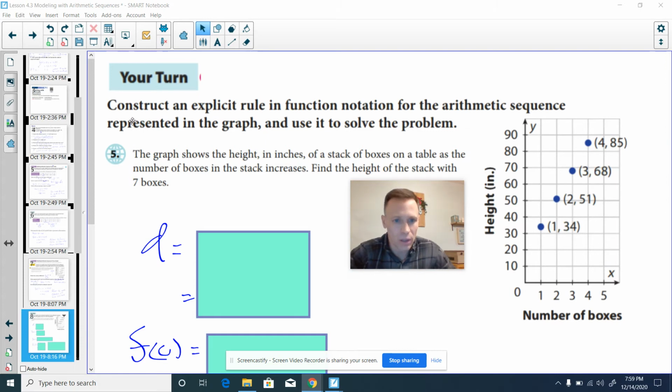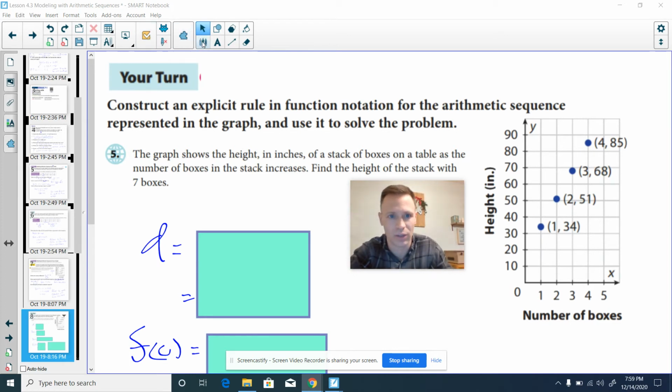So same directions, different type of scenario here. It says the graph at the right shows the height in inches of a stack of boxes on a table as the number of boxes in the stack increases. Find the height of the stack of 7 boxes. So we're going to write an explicit rule. We're going to find a common difference, and then we're going to find our 0th term.